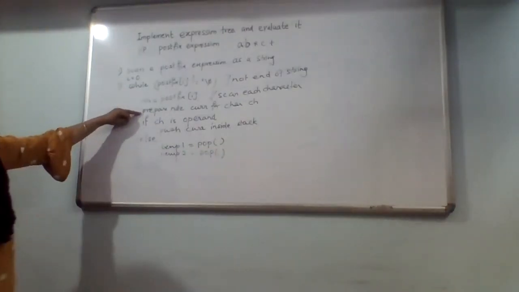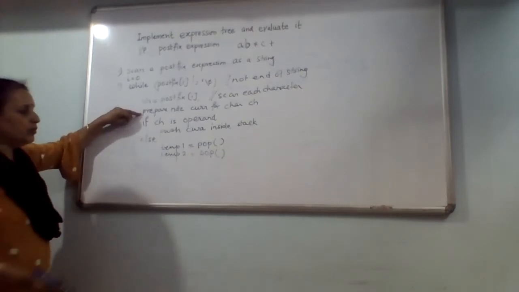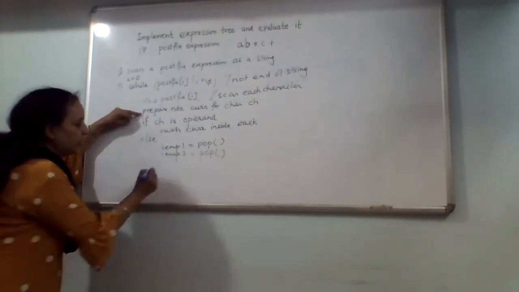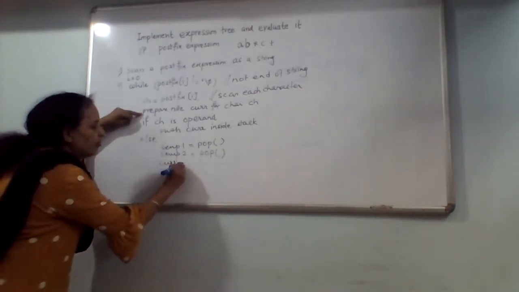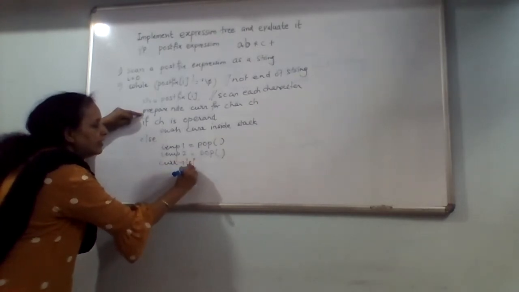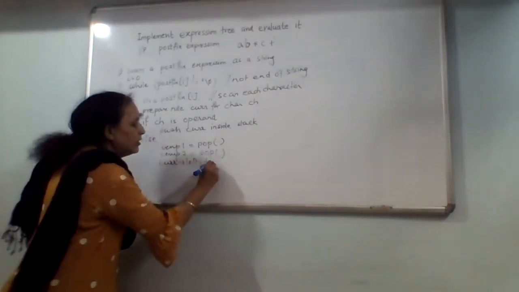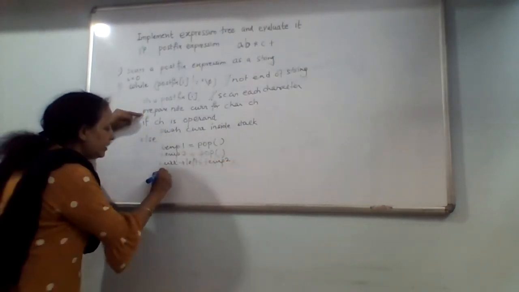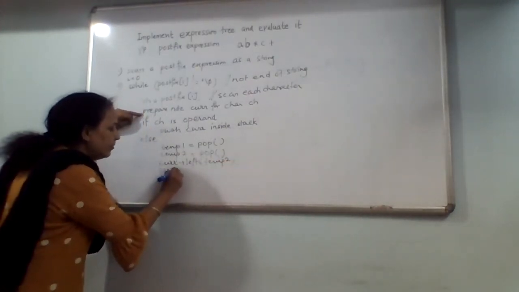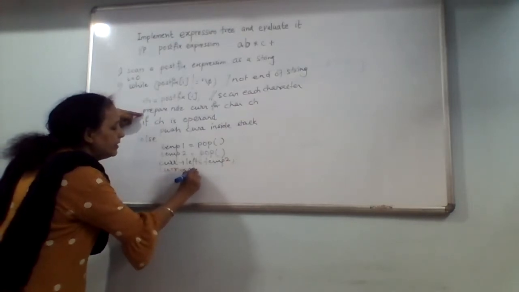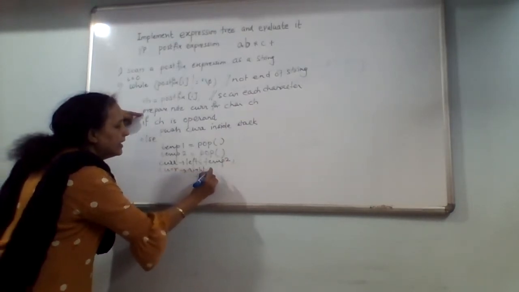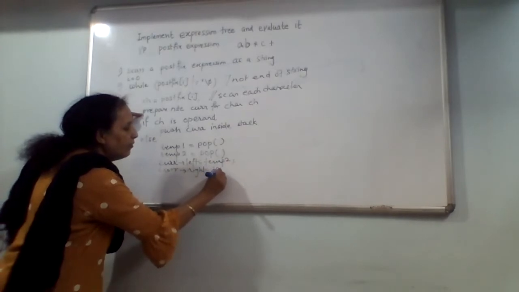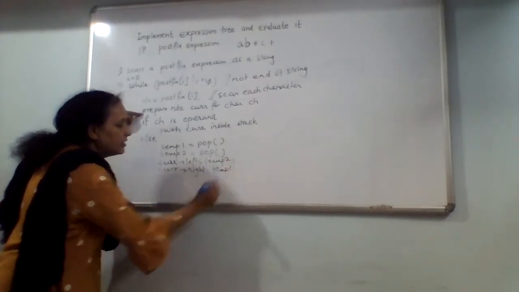Okay. Then what you have to do? You have to attach it to current. So current pointer left is equal to temp2. Okay. Then current pointer right is equal to temp1. So what you have to say?